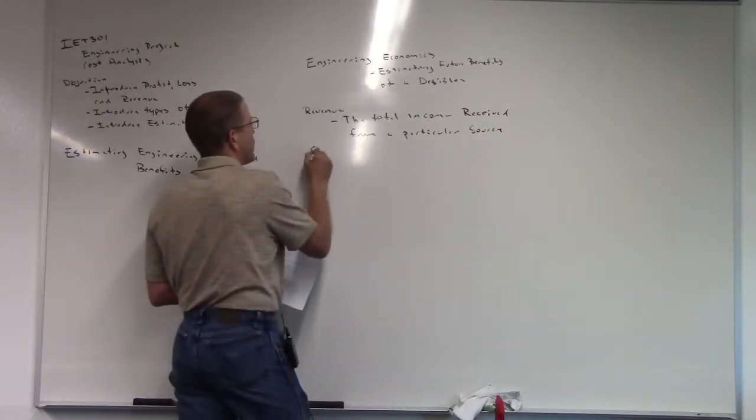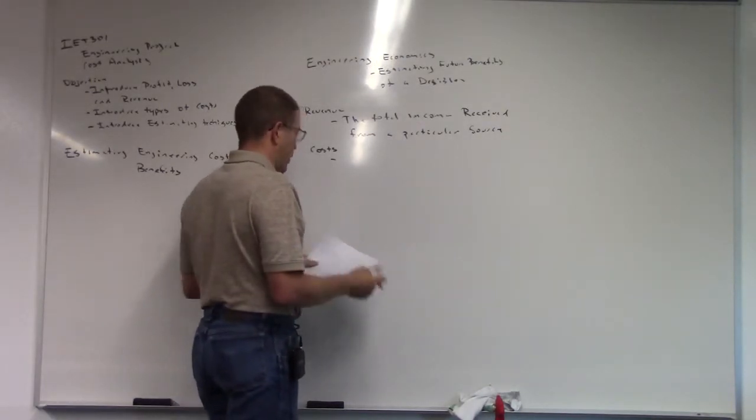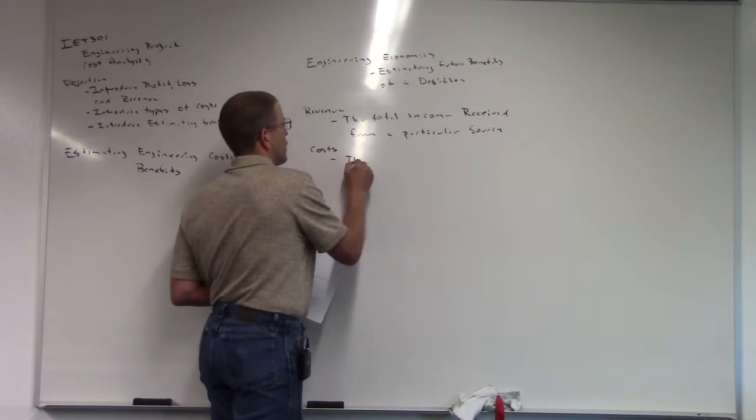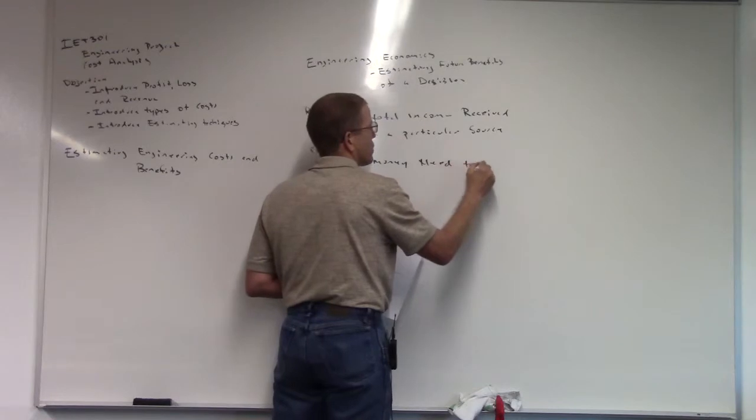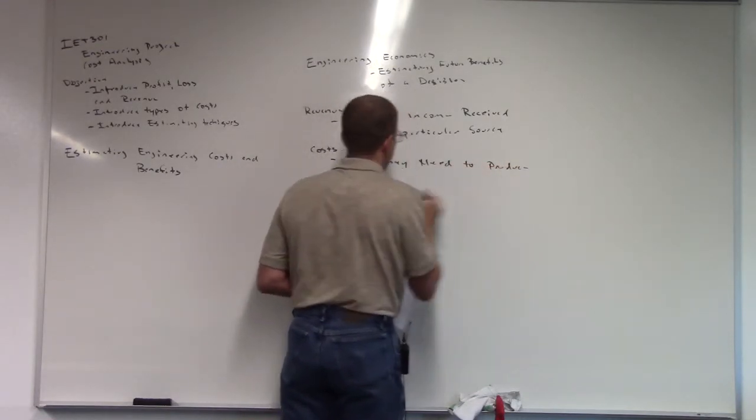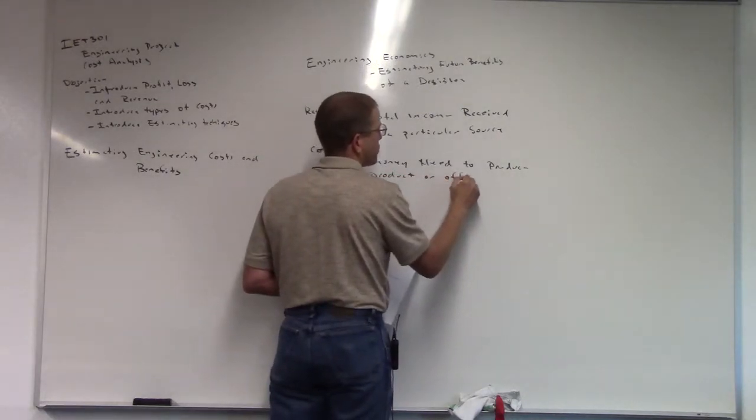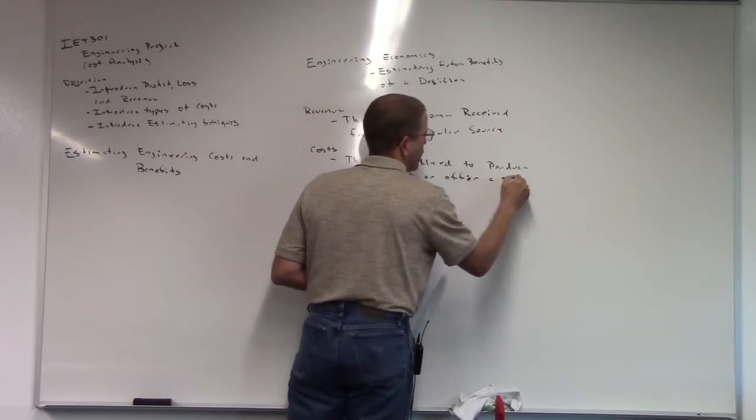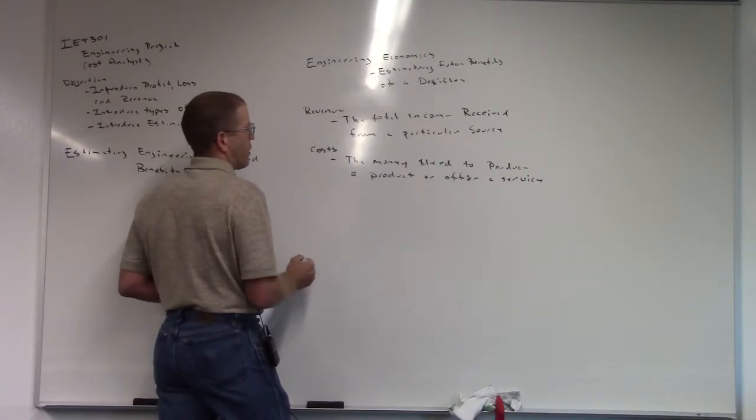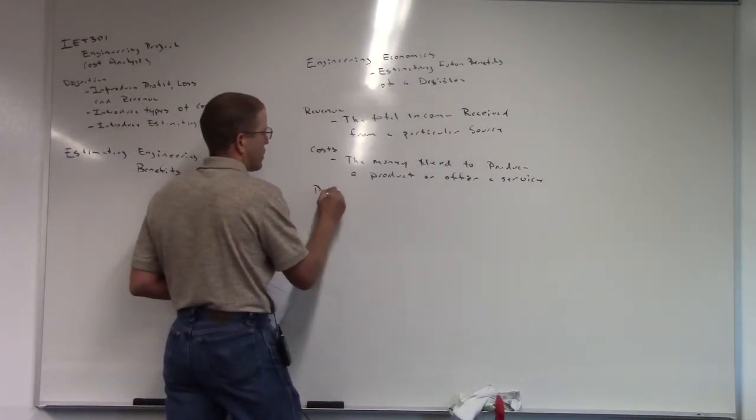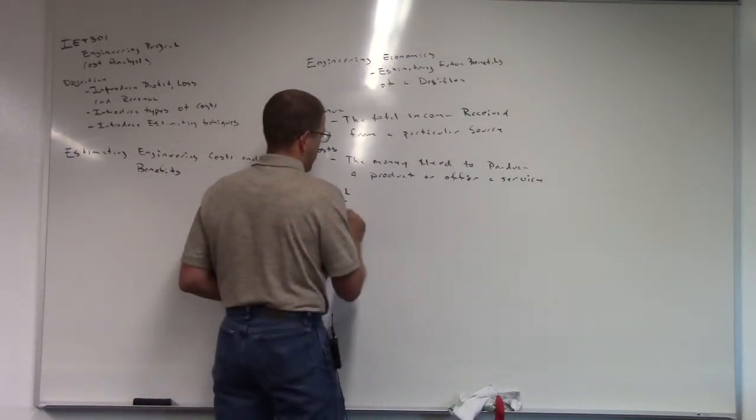Okay, the cost then represents the money needed to produce a product or offer a service. And then finally, the profit can be defined as the excess in returns versus expenditures.